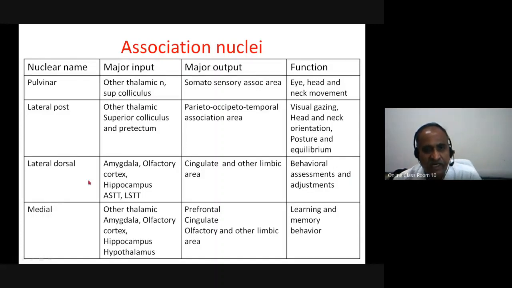The medial nucleus connects to other thalamic nuclei, the amygdala, the olfactory cortex, the hippocampus, the hypothalamus, and other areas. So the output goes to the prefrontal cortex, the cingulate cortex, the olfactory, and other limbic areas. It is for learning, memory, and behavior, and the emotional reactions we produce. So all these things are with the association.